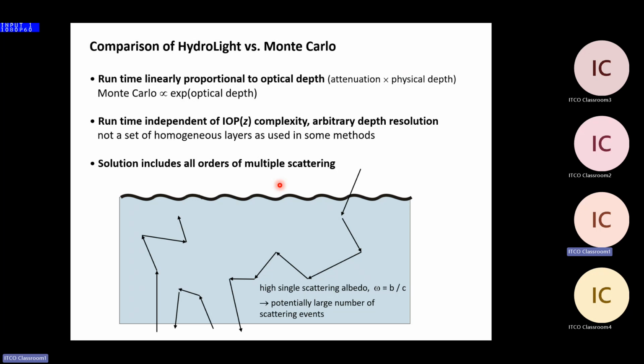Some other models will also have a kind of truncation of the orders of scattering. There's a modeling technique called the successive orders of scattering, where you do an iteration over the scattering orders. And so it becomes computationally inefficient if you have a lot of scattering, but Hydrolite's not like that. This particular solution method has no problems.